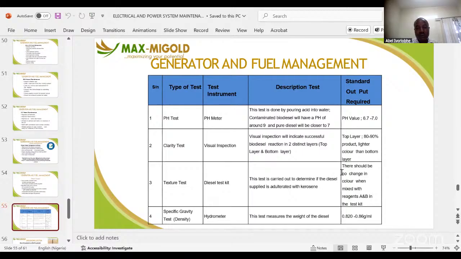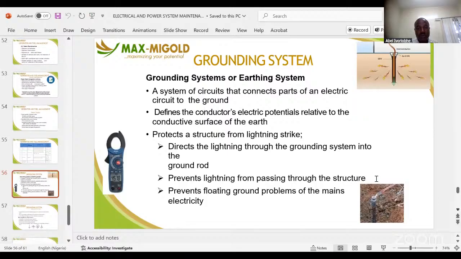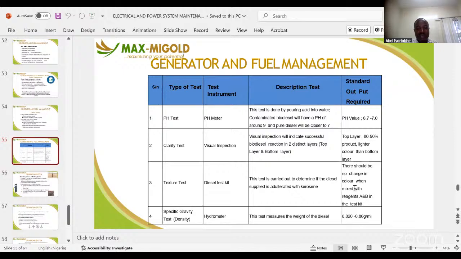So if they do, you use litmus test to do that and check. So we have the specific gravity test that we all know, 0.84, 0.86. So the standard is what you're seeing in this table. So this is what you should accept when you are receiving diesel.